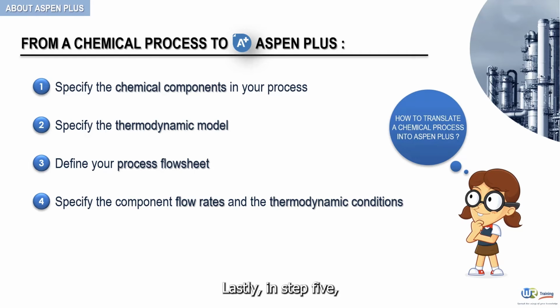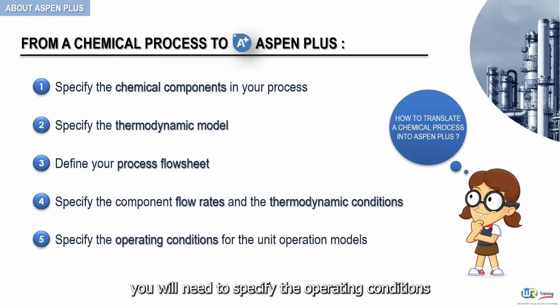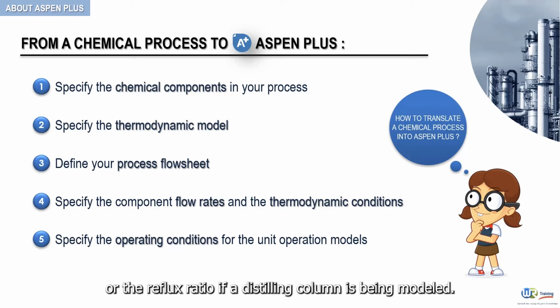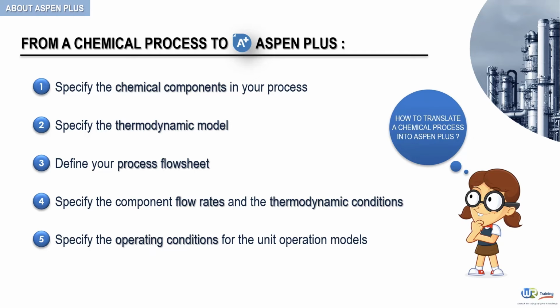Lastly, in step 5, you will need to specify the operating conditions for each unit operation model. For example, the pressure, the number of stages, or the reflux ratio if a distillation column is being modeled.